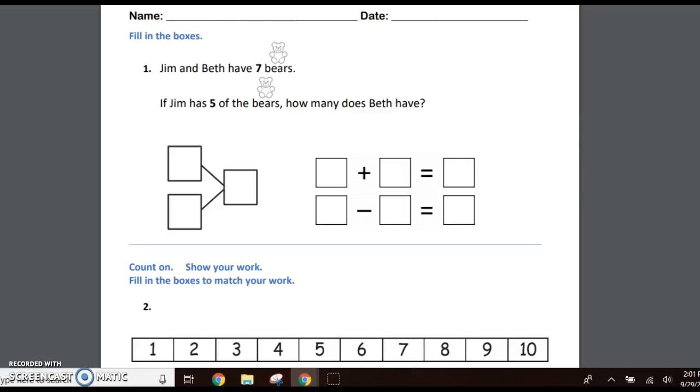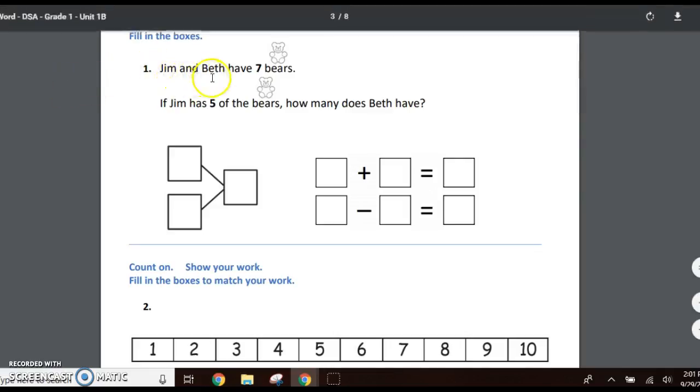Question number 1. Jim and Beth have 7 bears. If Jim has 5 of the bears, how many does Beth have? Fill in all of these boxes to match the question. So fill in this number bond and fill in the addition sentence and the subtraction sentence to show your work.